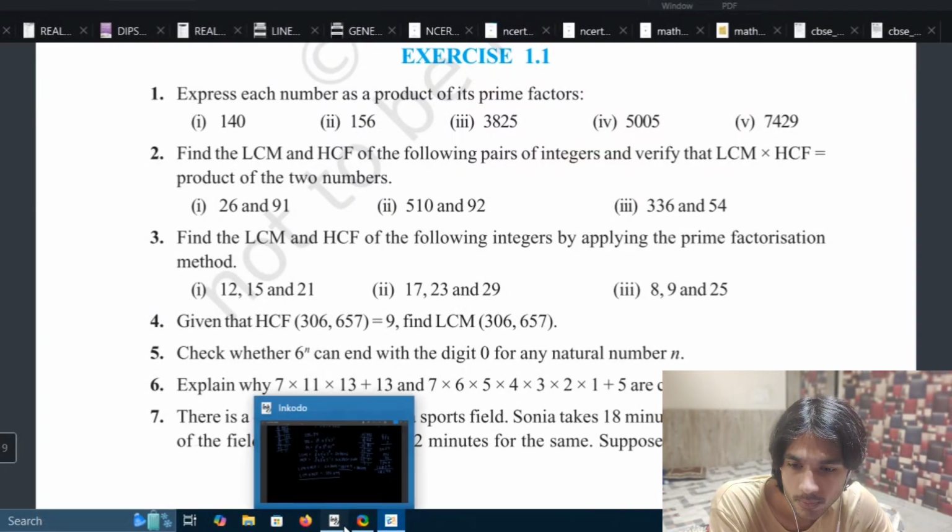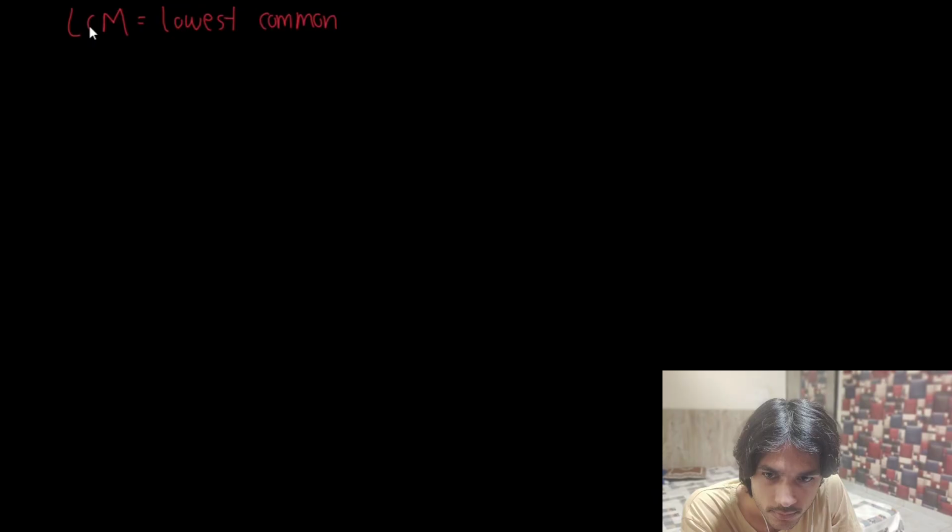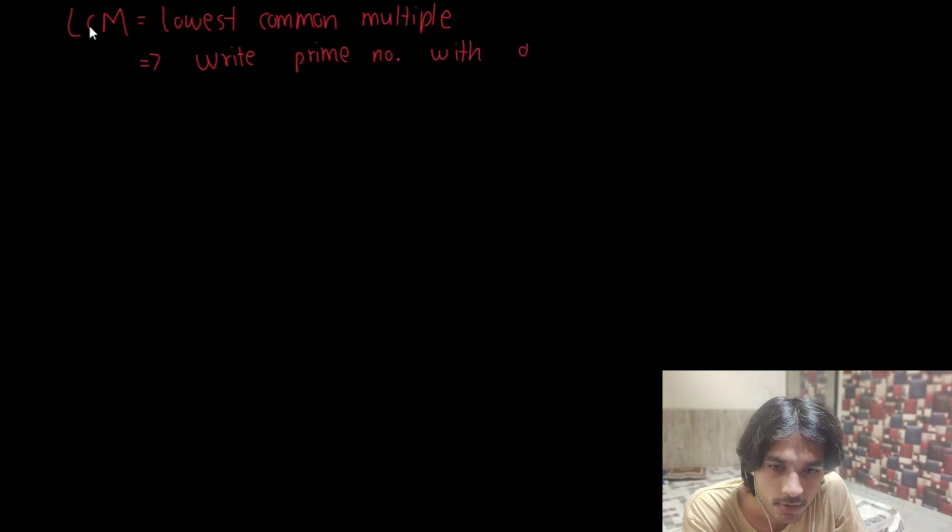So the page is over. Let me change this to red. Let me write the definitions again. LCM, lowest common multiple: write prime factorization, write prime numbers with greatest power.